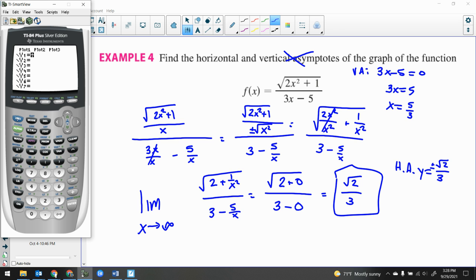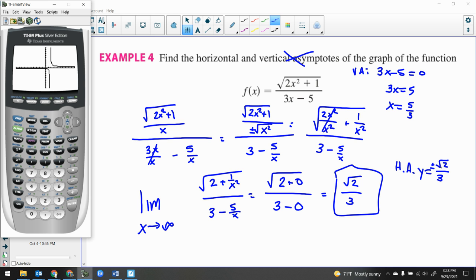So I'm going to put this in parentheses here. I'm going to take the parenthesis square root of 2x squared plus 1, and then divide it by, I'm going to put parenthesis 3x minus 5. I don't think I need that one set of parentheses up in the numerator. Oh, forgot my 5. There. Graph it. Zoom 6 it. Yeah. Looks like I do have radical 2 over 3.